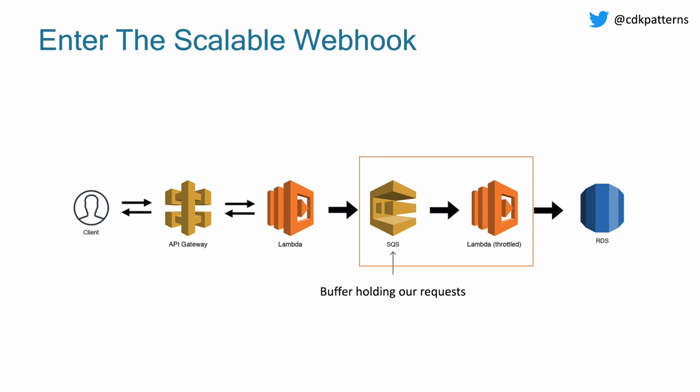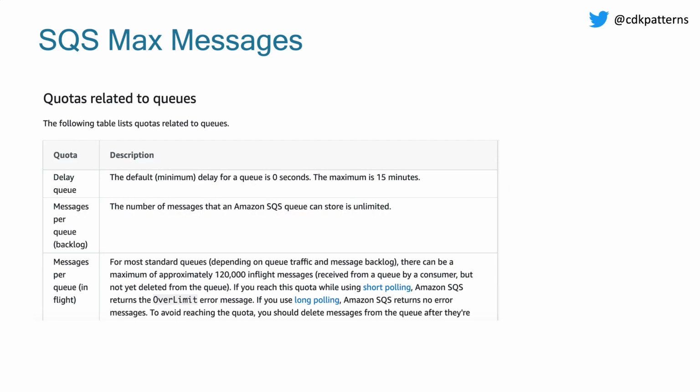Now, I can't mention another component without talking about the limits. So if we look at what we can store in SQS, we can have 120,000 in-flight messages and a backlog that is unlimited. So I think this is suitable for the job of slowing down requests between customer and database.